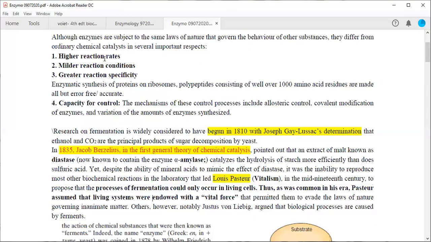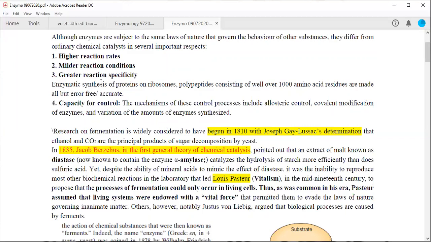One is higher reaction rate. Generally the biocatalysts have a better reaction rate when we compare them with chemical catalysts. Second, we know they work under milder reaction conditions. Generally they work better in the cytosol because there are lots of proteins in the cytoplasm, and the cytoplasm has near neutral pH. Cytoplasm has a pH of about 7.2, and the temperature within the cell is around 37.